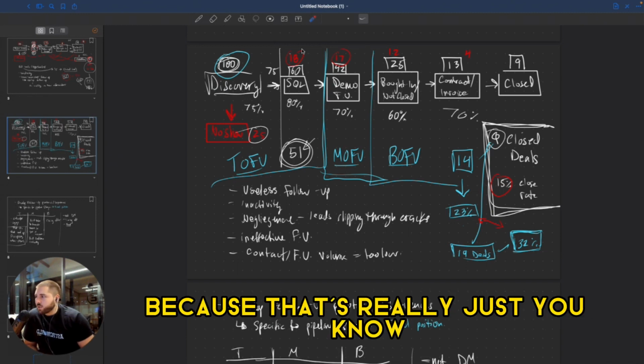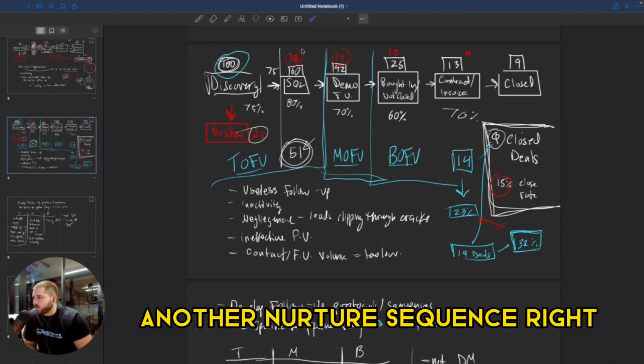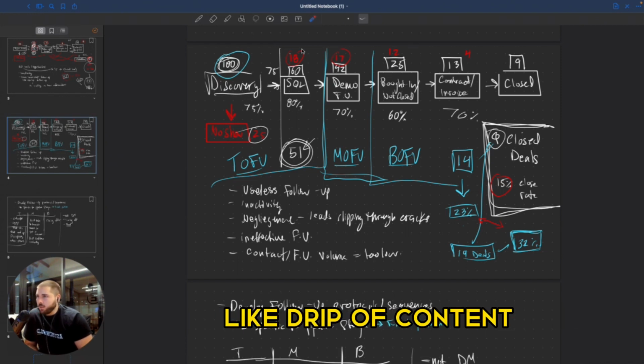I don't really want to focus on the no-show because that's really just reaching out to them a few times, trying to get them back on the calendar, and if not, putting them in another nurture sequence or some long-term drip of content.